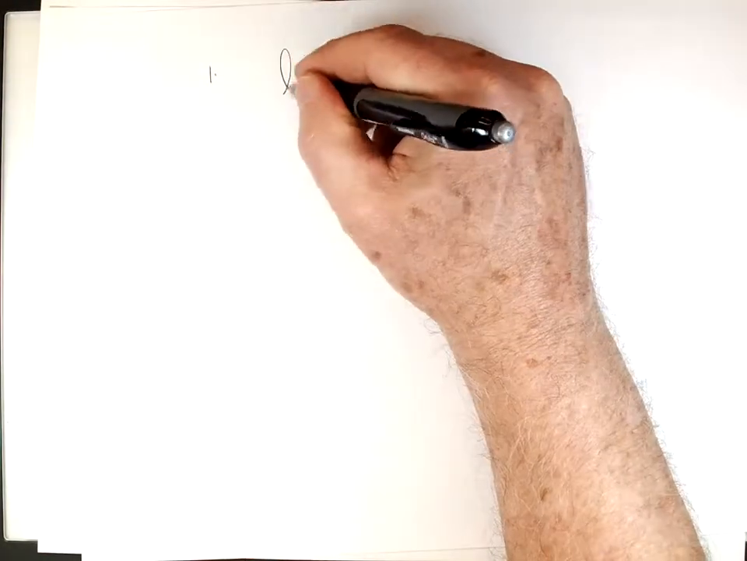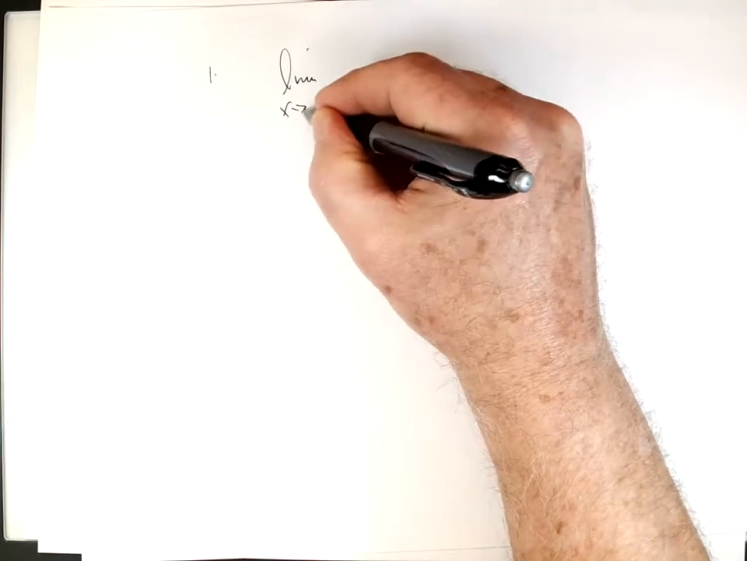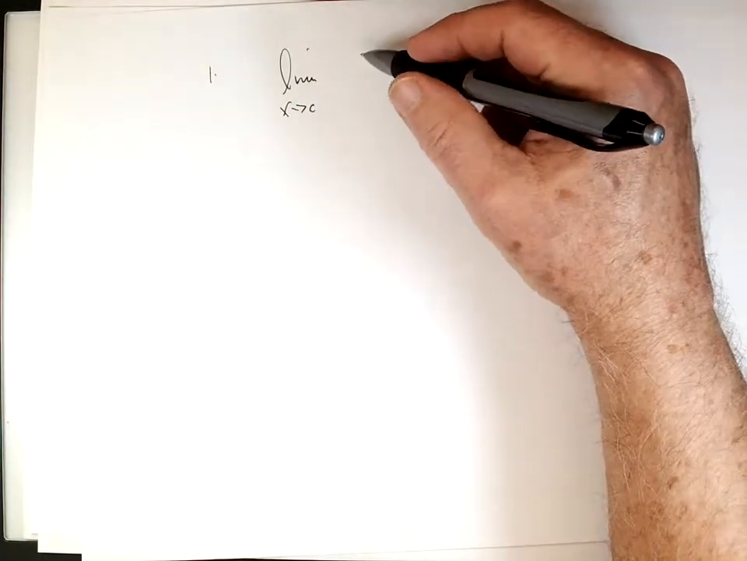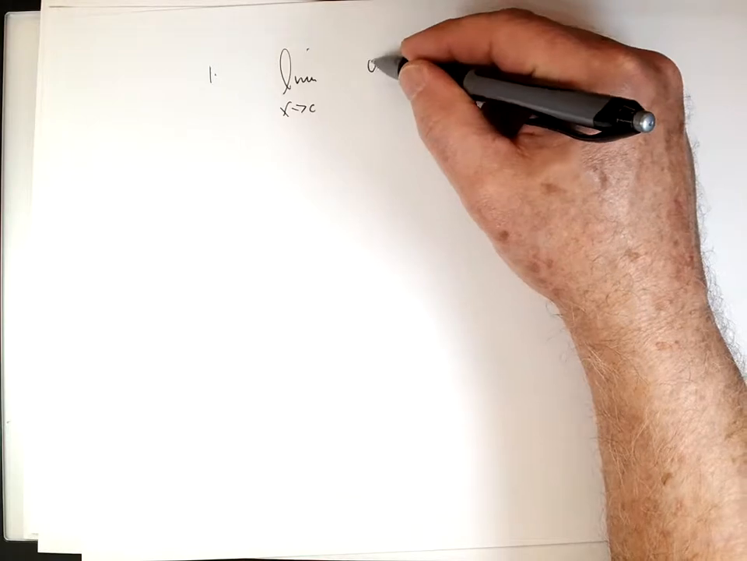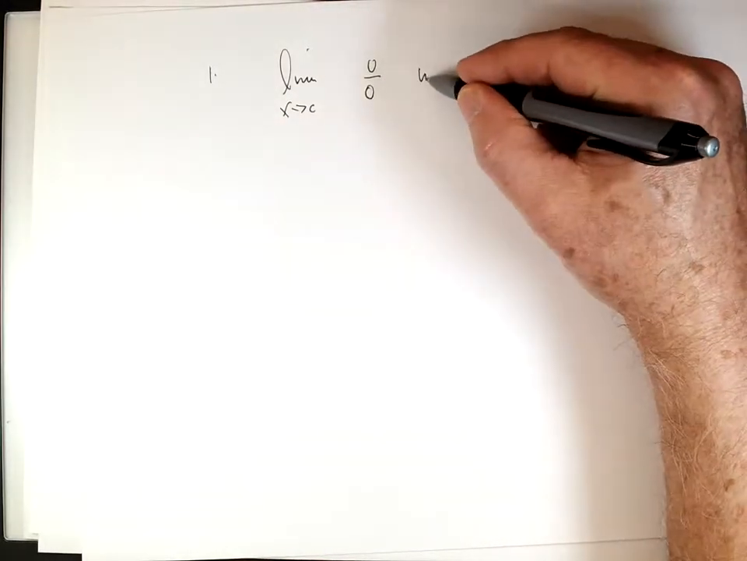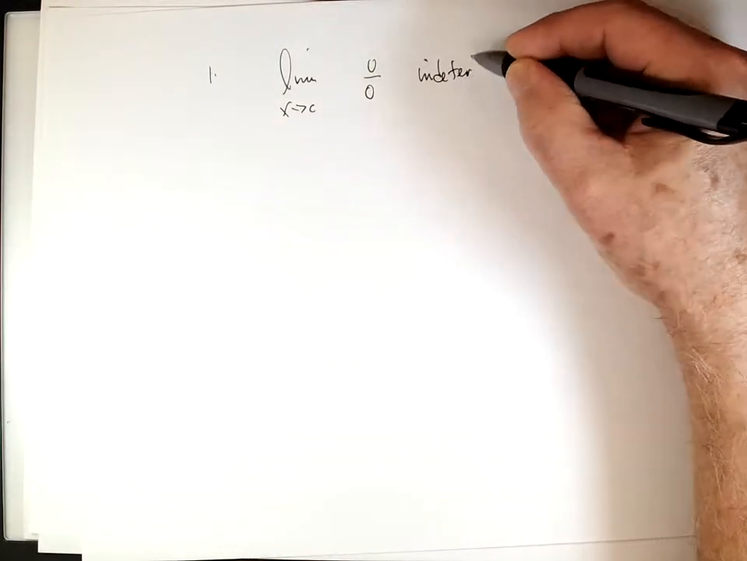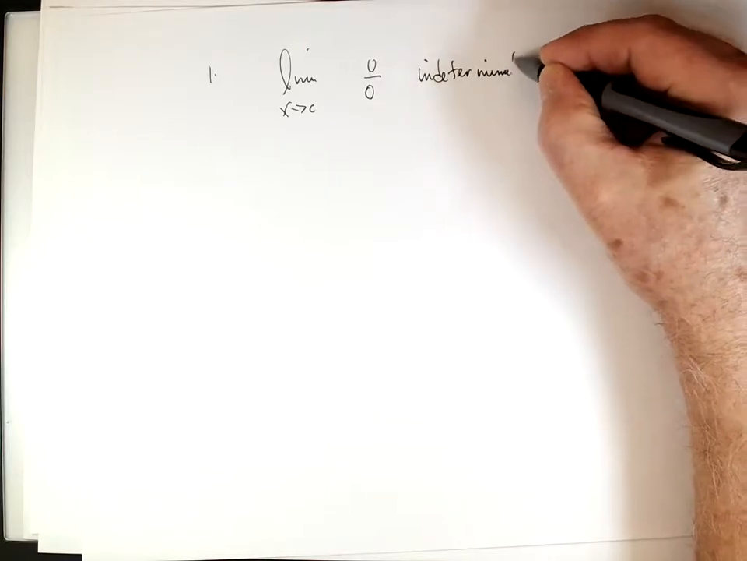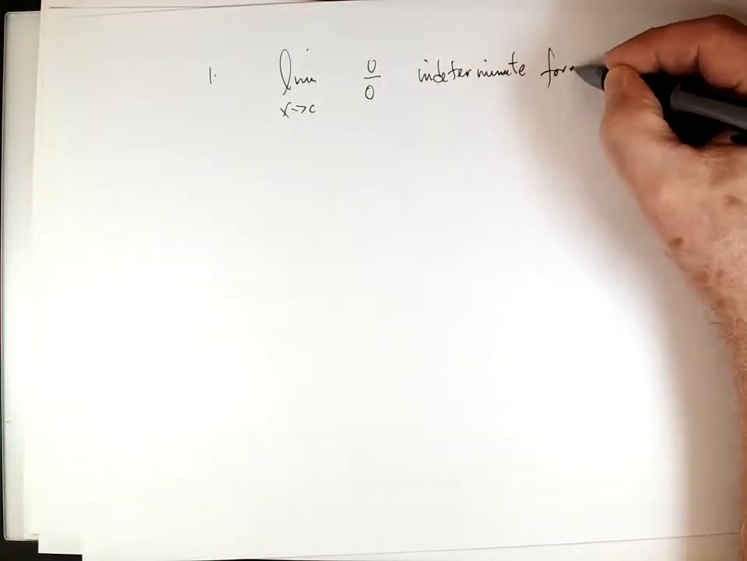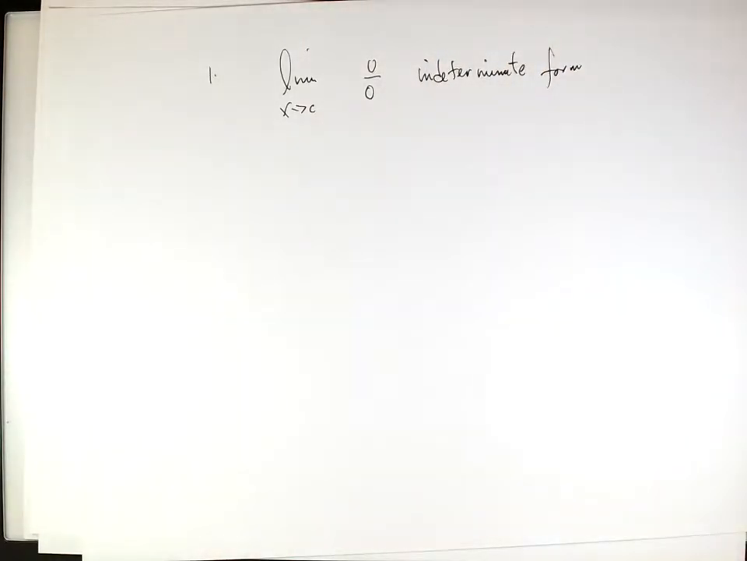Okay, on the final then. First section is a limit problem. X is approaching something. You're going to end up with an indeterminate form, a 0 over 0 indeterminate form. Now, what does that mean?